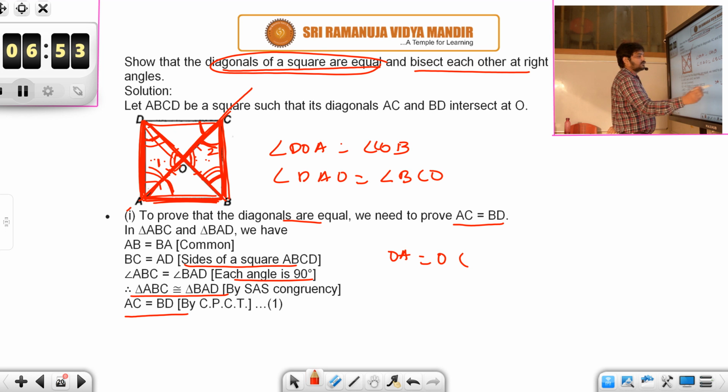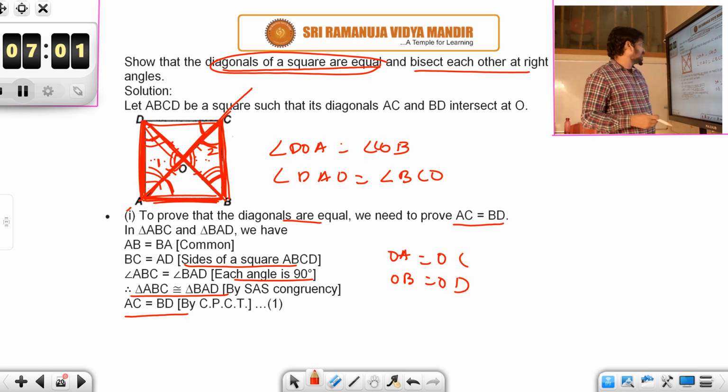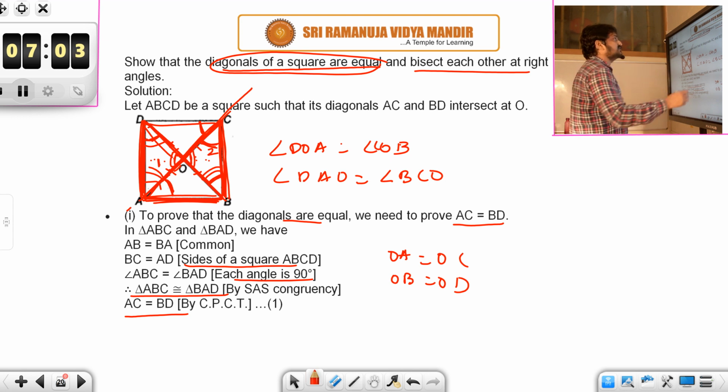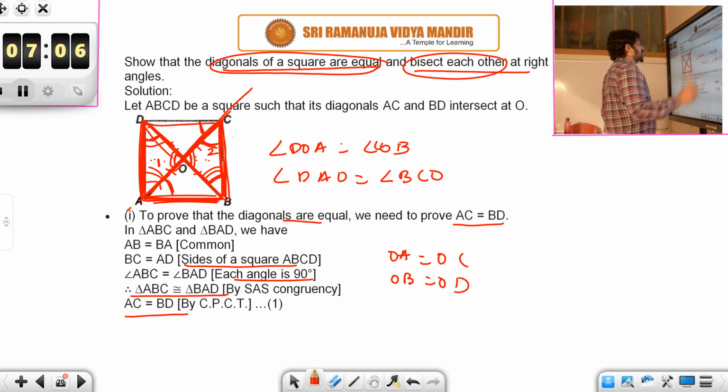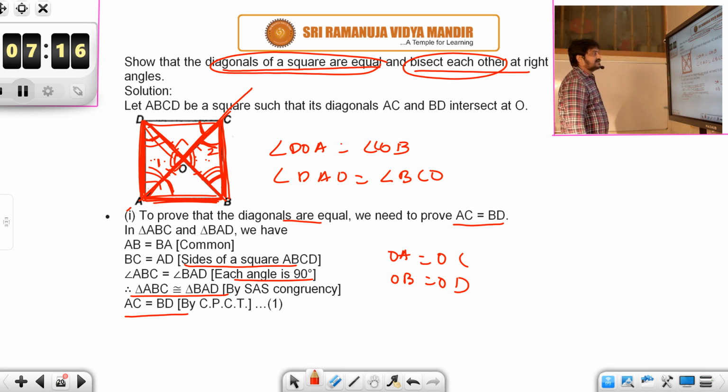OA is equal to OC. Similarly, OB is equal to OD. So what it states is, O is nothing but the midpoint of both AC and BD, that is, diagonals bisect each other. So hence even this is proved. Then you will be left to prove that the angle between them is 90 degrees. To prove that, this is a very easy part. You could show that this angle and this angle are equal, and since the entire angle is a straight angle, you could prove that each angle is 90 degrees.